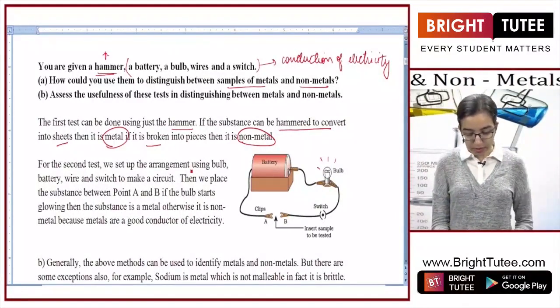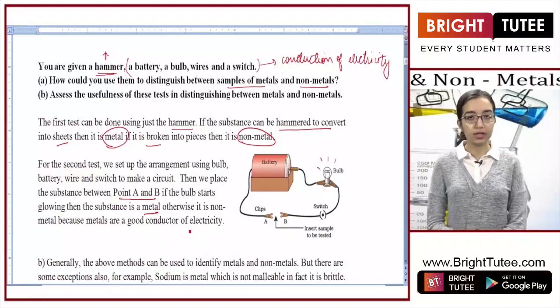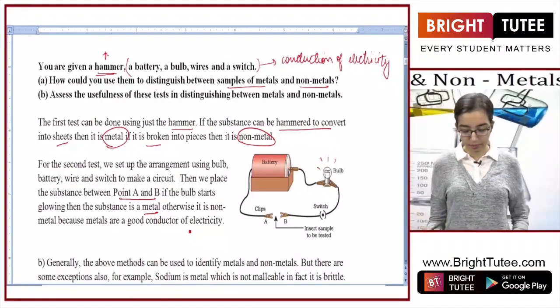So for the second test, we set up the arrangement using bulb, wires, batteries and switch to make a circuit. We then place the substance between point A and B. If the bulb starts glowing, then it is a metal, because metals are good conductors of electricity, and if not, then it is a non-metal.